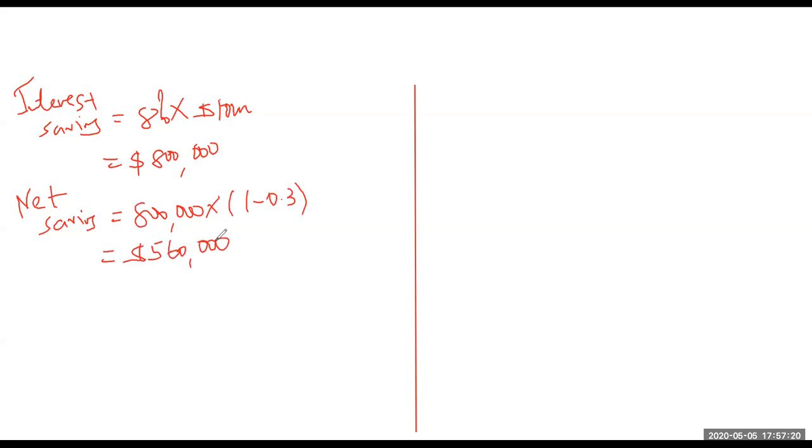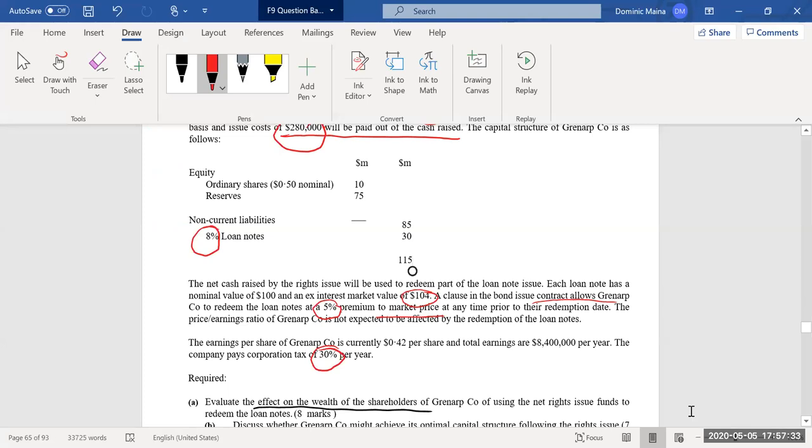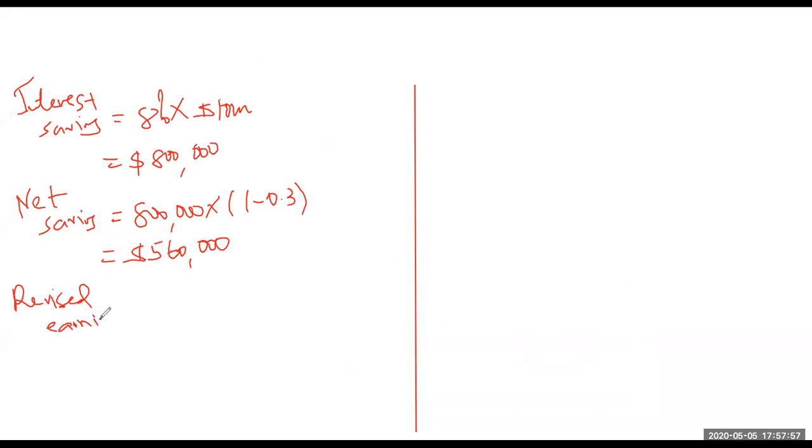Before all this was done, don't forget the company was already making some earnings from its existing projects. The company earnings per share currently is 0.42, with a total earning equal to 8.4 million per year. So currently the company is earning 8.4 million, and on top of that it shall be saving 560,000. Therefore, the revised earnings of the company is 8.4 million, the current earnings, plus the saving they have just made, 560,000, to give 8.96 million.